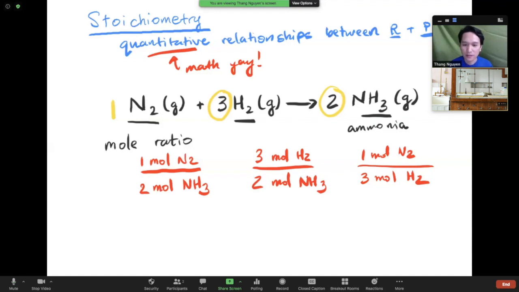So looking at this conversion factor, it is relating moles of something to moles of something else. So whenever you need to convert between a mole of one thing to a mole of another thing, you would always use the mole ratio. Let's do an example.